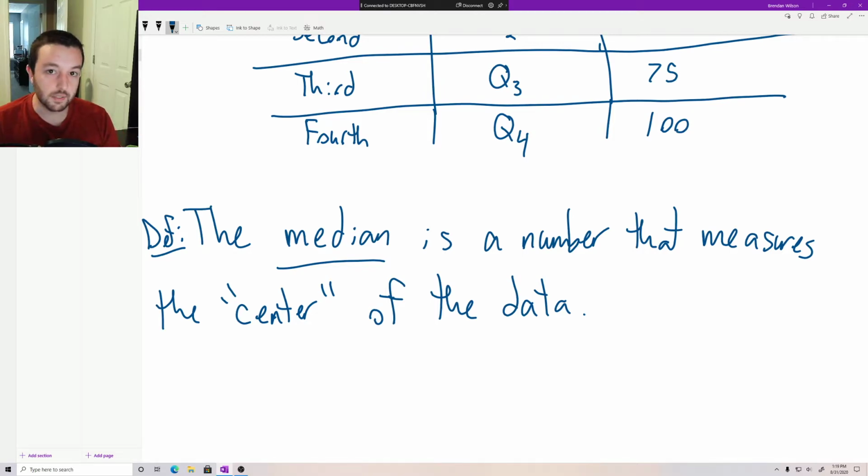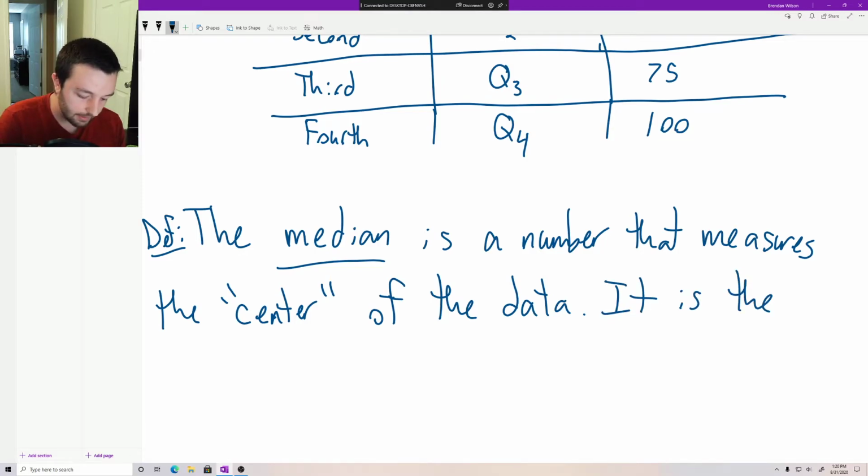Notice it says a number. It's not the only number that can measure the center. We could also have the mean, like the average, which we talked about in chapter 1 very briefly, or the mode, which we'll talk about. But the median is a common number that measures the center of the data. This is the number that is the exact middle of the data. Okay, so it is the exact middle.